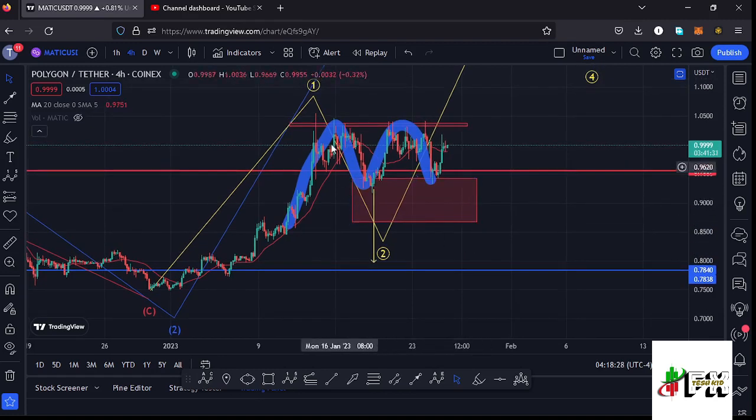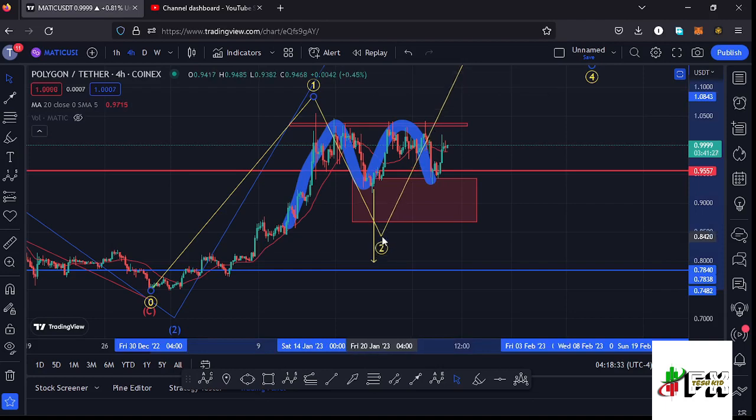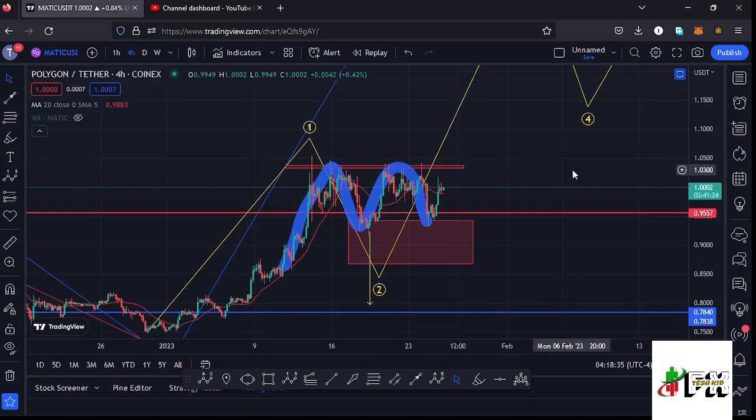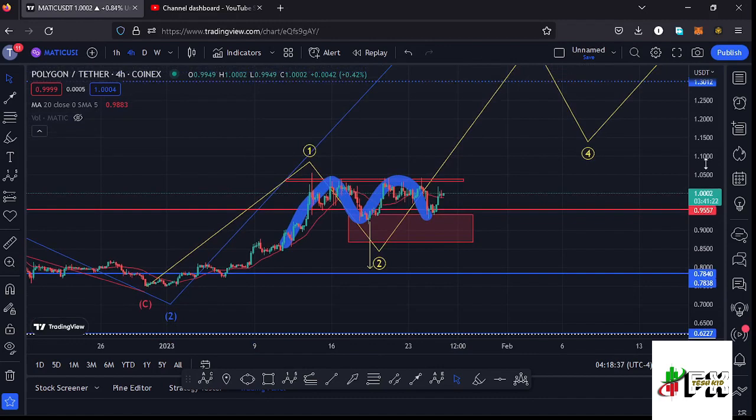And in case we see a breakout out of this chart pattern, then that will be fully maximizing the formation of this second wave to the lower side before we can expect that explosive move to the upside in the formation of that wave 3.